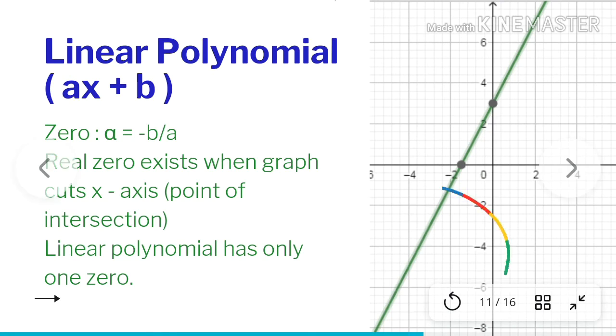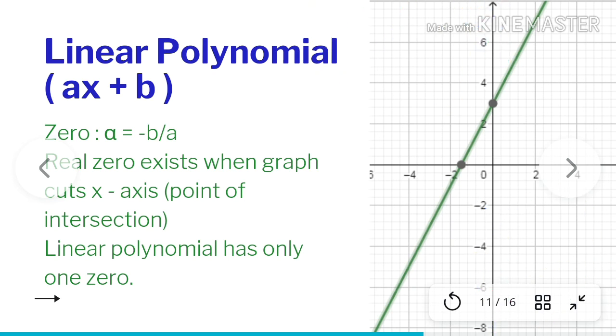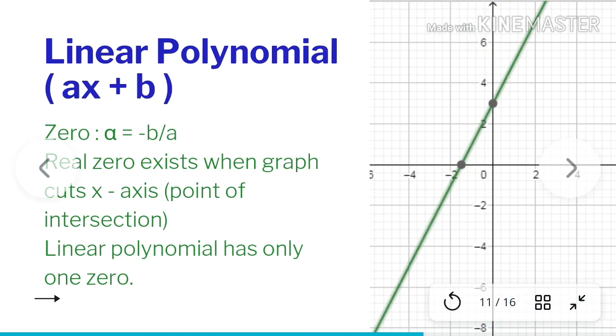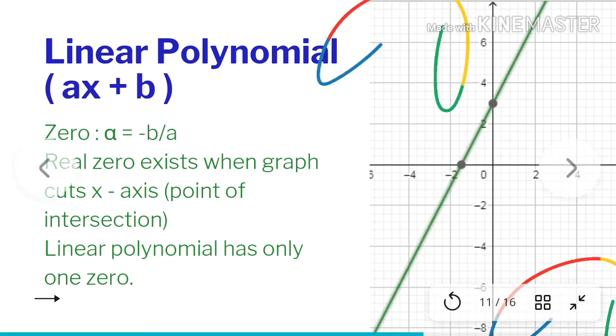Linear polynomial. The equation is ax plus b. If we substitute this equation equal to 0, we will get the root of the equation as alpha is equal to minus b by a, where, as we have seen earlier, the linear polynomial on a graph cuts the x-axis at exactly 1 point. So they have exactly 1 zero.